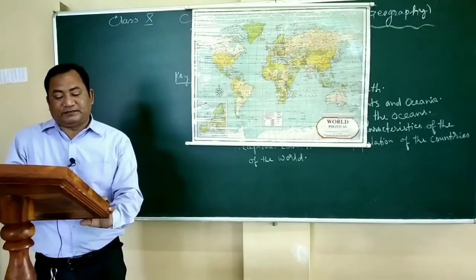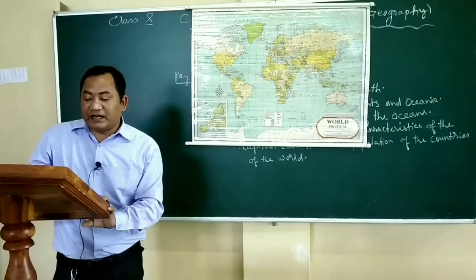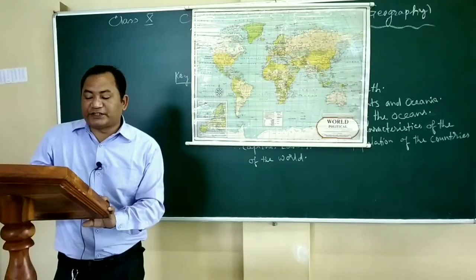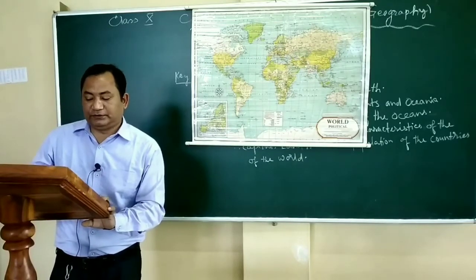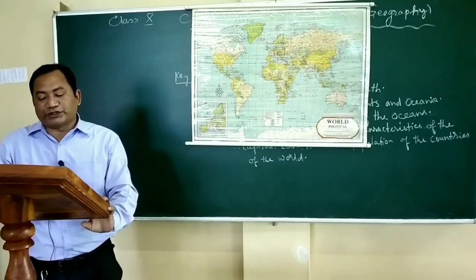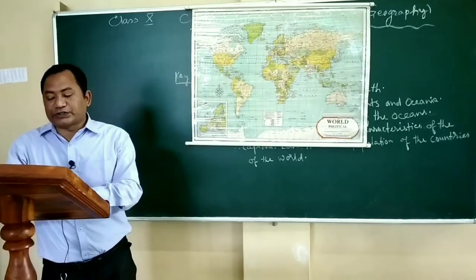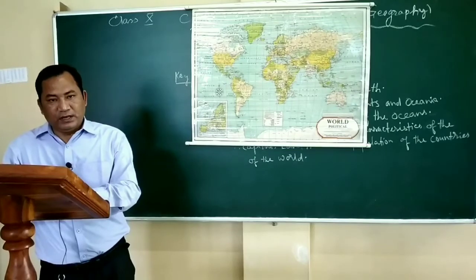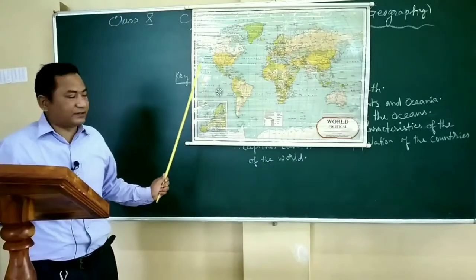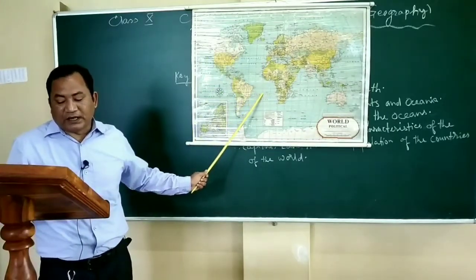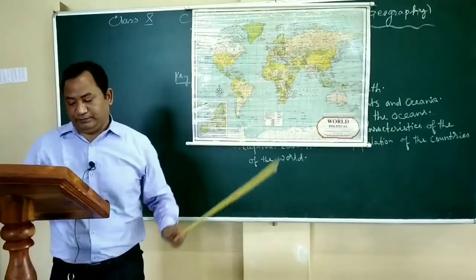Out of 5 oceans, 3 oceans such as Pacific, Atlantic and Indian are spatially spread over both northern and southern hemispheres. Only the Southern Ocean is located in the southern hemisphere and the Northern Ocean in the northern hemisphere. Among all the oceans, the Pacific is the largest and the northern ocean is the smallest, that is the Arctic Ocean.